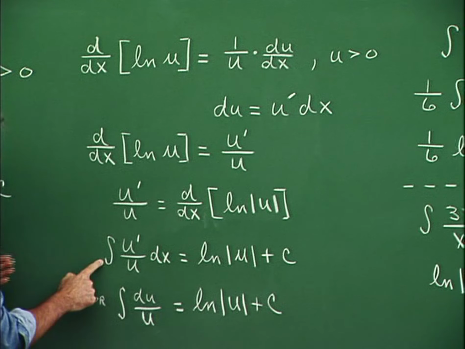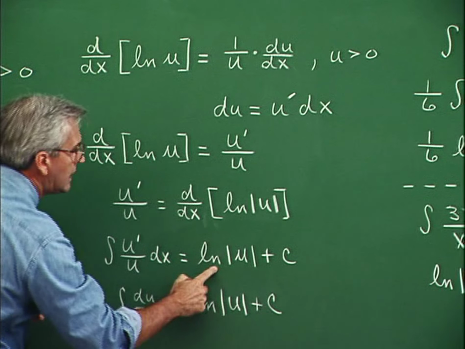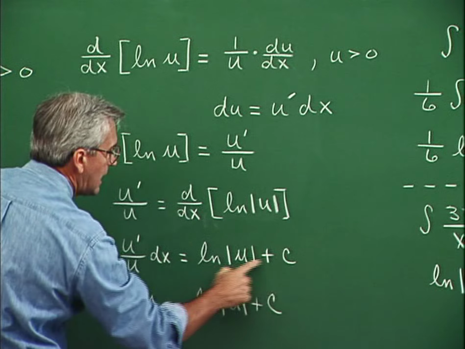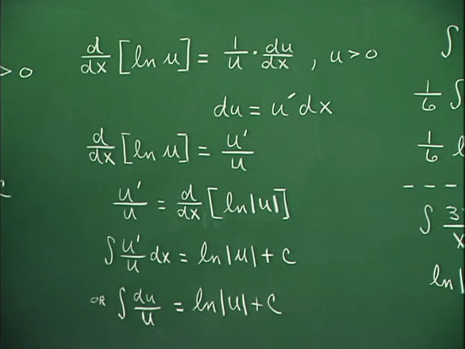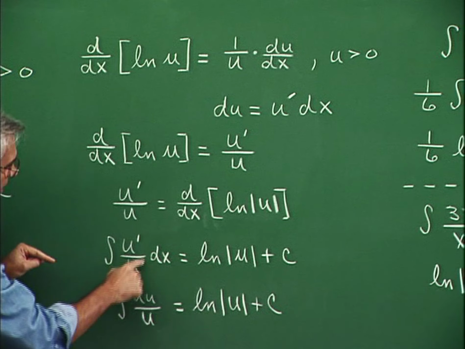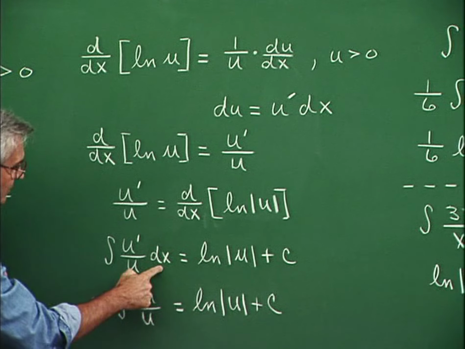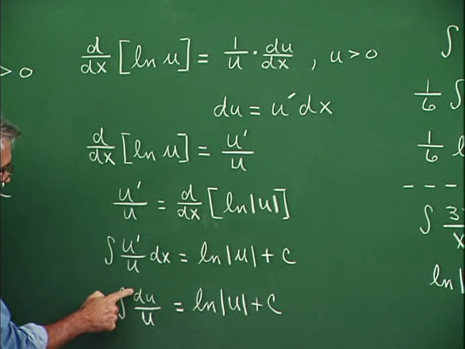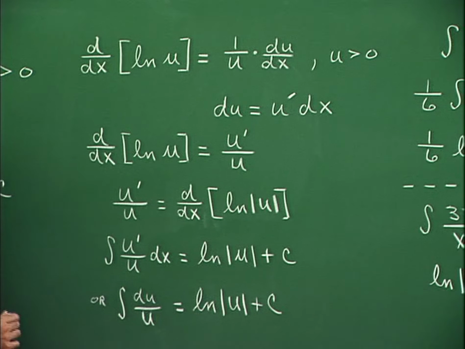So the integral of u prime over u dx is ln |u| plus c. Notice it's the natural log of the absolute value of u. And if we backtrack on this notation, u prime dx is du, so we get du over u. Either way we look at it, it's okay.